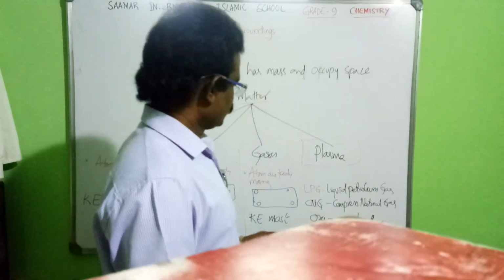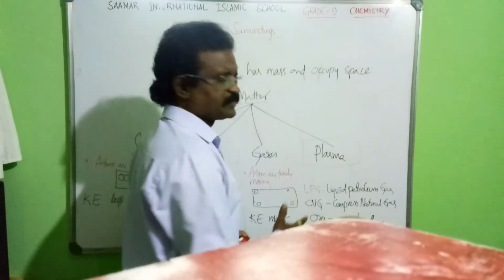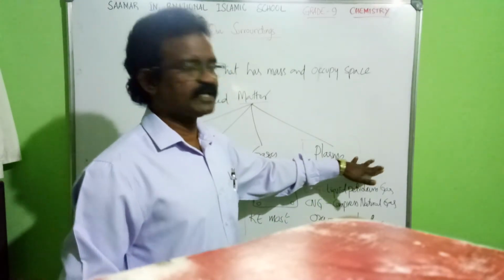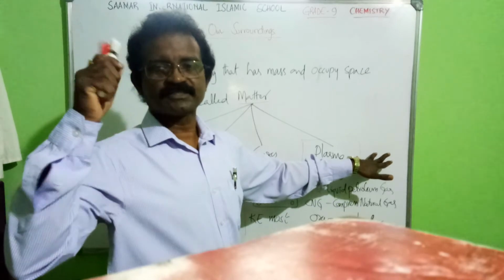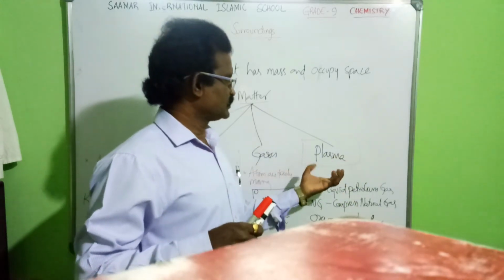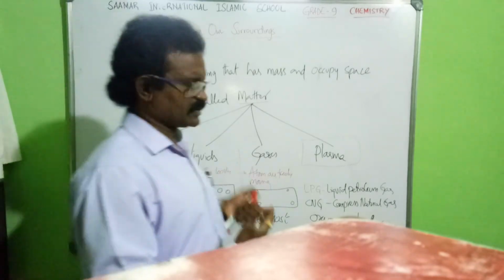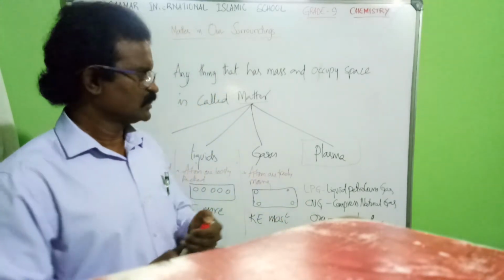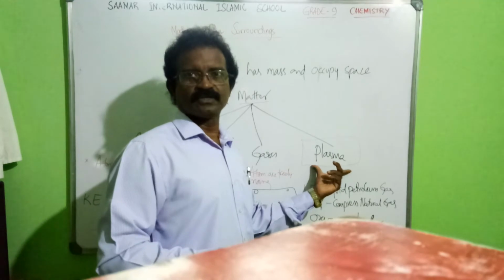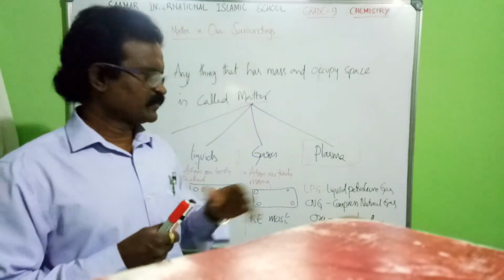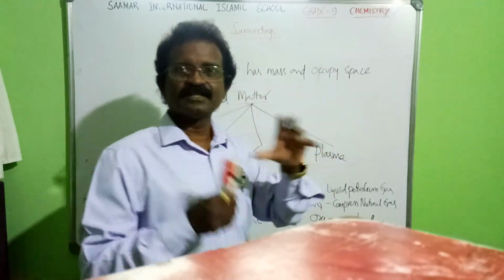Correct. Now, next one is plasma. Where do you see plasma? You see plasma in the sun and stars. Okay. You can see them burning. Now, say, sir, can you show plasma somewhere near to us? Yes, you can see our neon bulbs, sodium vapor bulbs. Okay, all this plasma state is there inside the bulb.